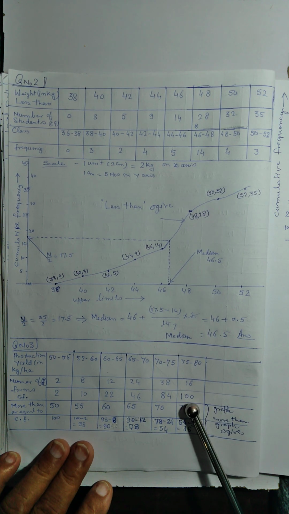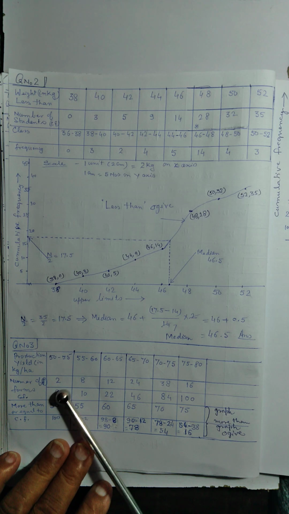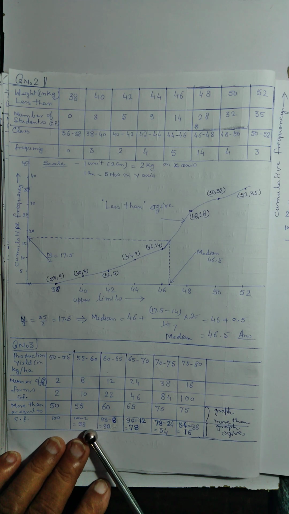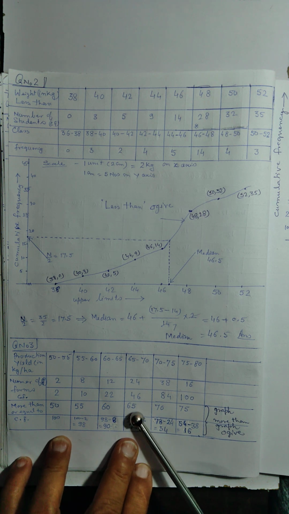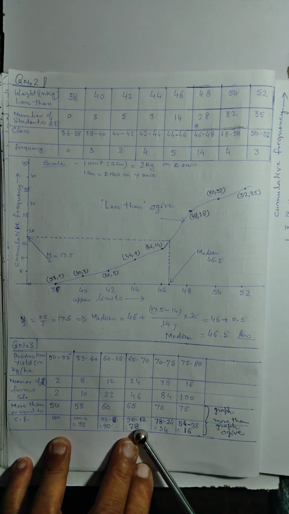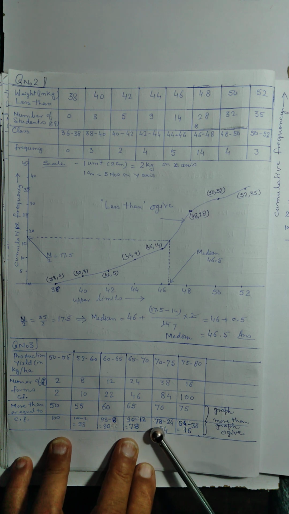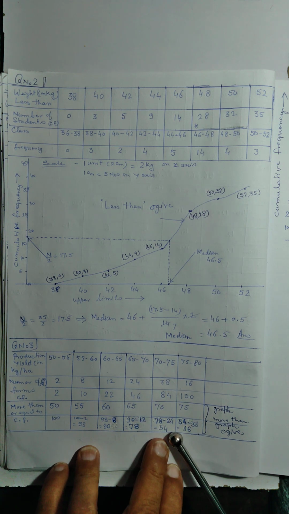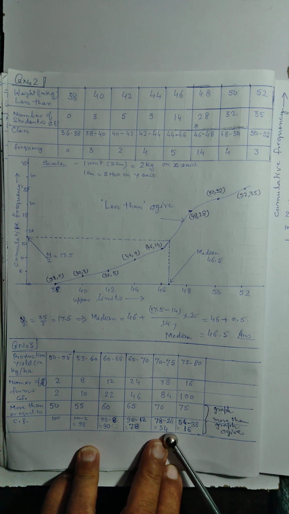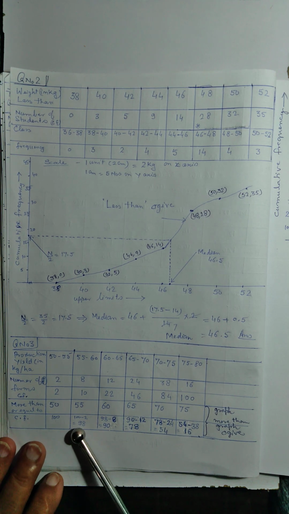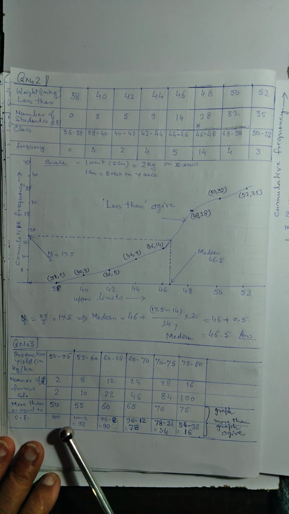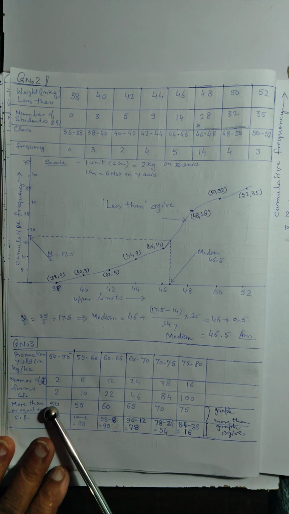For 55, 100 minus 2, that is 98. Now 98 came, 98 minus 8 is 90. Now 90 came, 90 minus 12, see, I am subtracting the frequencies, 90 minus 12 is 78. 78 minus 24 is 54. And 54 minus 38 is 16. In this way we have to write the cumulative frequency for more than or equal to.